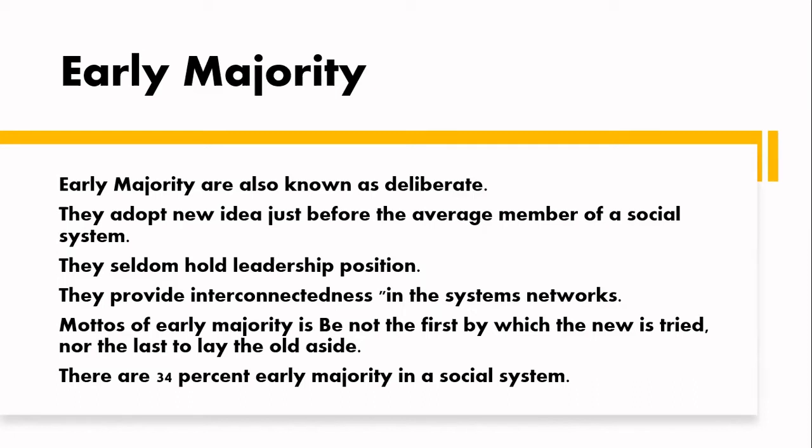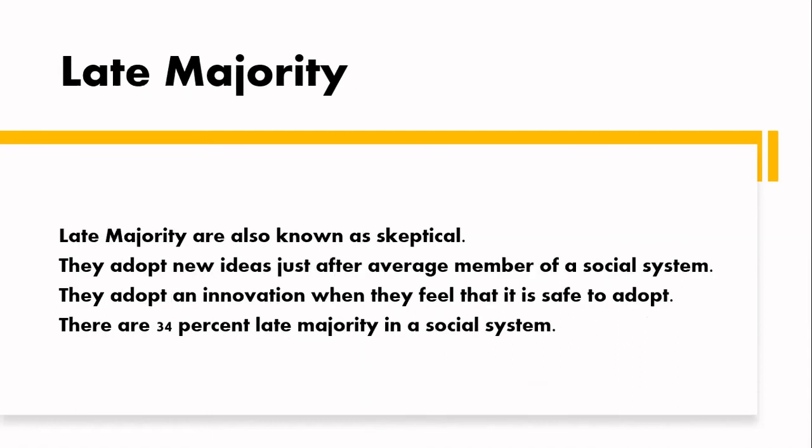They engage with the innovation in the third segment of the social system. They provide interconnectedness in the system with the network. The motto of this early majority is to not be the first by whom the new is tried. They are not happy to be first. They seldom hold leadership. They are not happy to try first, but they follow the early adopters, right? Normally 34% of the social system represents this group.